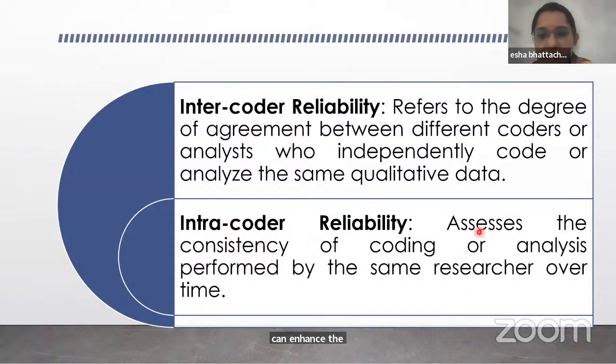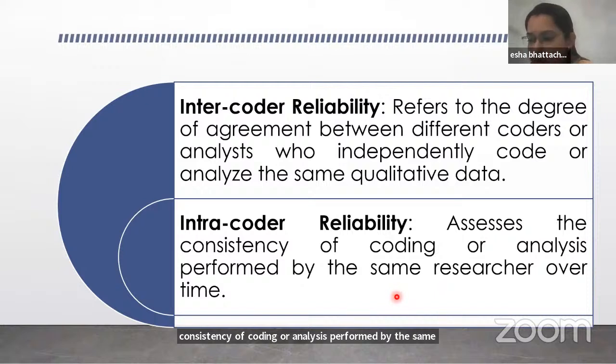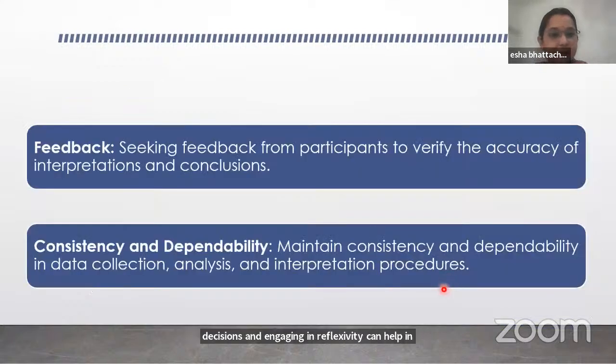Intra-coder reliability assesses the consistency of coding or analysis performed by the same researcher over time. Maintaining detailed coding notes, revisiting the coding decisions, and engaging in reflexivity can help in enhancing the intra-coder reliability.